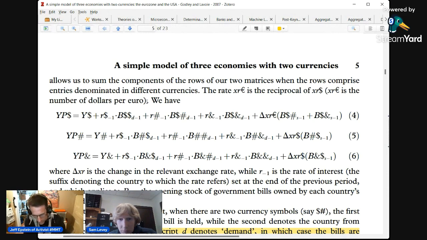And then there's the XR. I do have it here. The change in the interest rate multiplied by the bills owed, denominated in the issuer's money. So that's roughly what those formulas are saying. I believe that's close. If you wanted to say anything about that, otherwise just go on to 7.